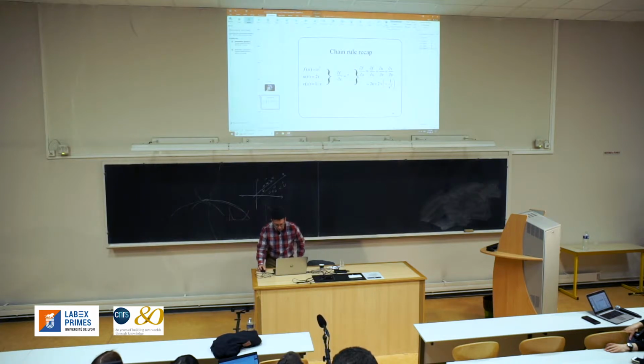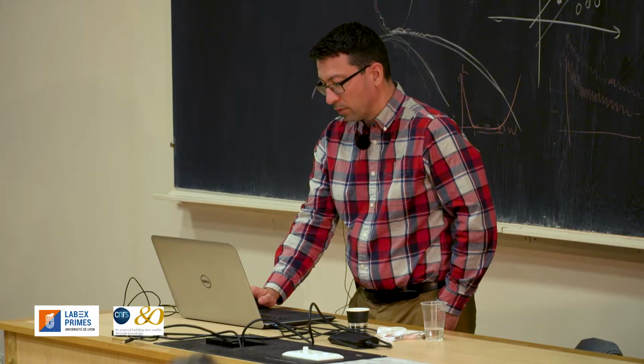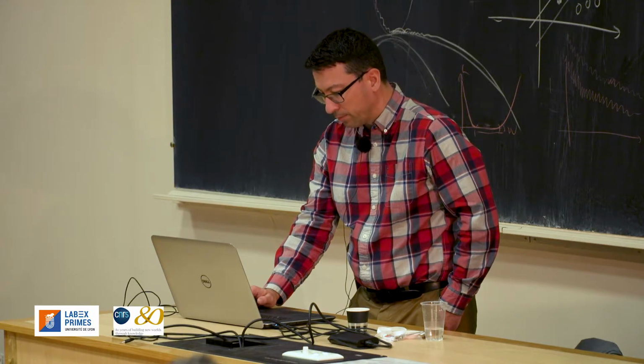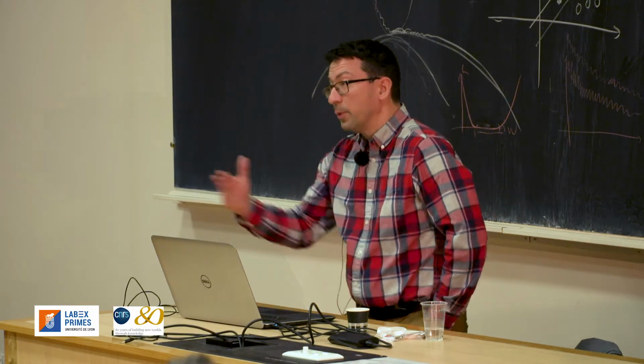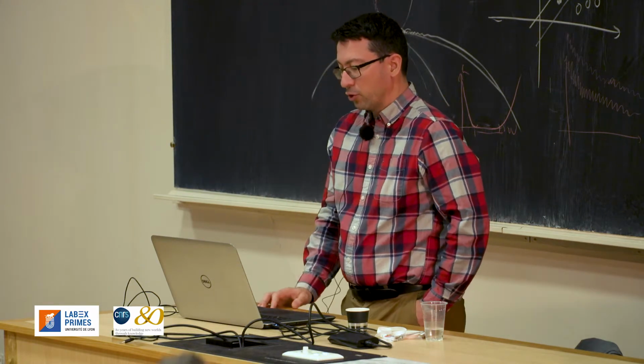Okay. And then the derivative of v with respect to x is minus 1 over x squared. So that's what we did. Okay, right? So we did a chain rule and we got our solution.